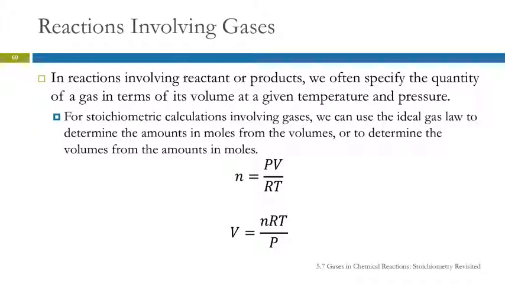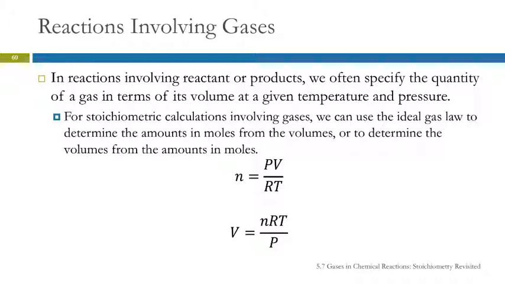So we've learned how to do stoichiometry, where we look at the amounts of reactants and products for a chemical reaction. If we have gases present, either as reactants or products, we generally don't specify their amounts as masses because gases are difficult to weigh. It's possible, but it's difficult. So we typically express the quantity of a gas in terms of its volume at a particular temperature and pressure. So we can use the ideal gas law to take that information and calculate the number of moles.